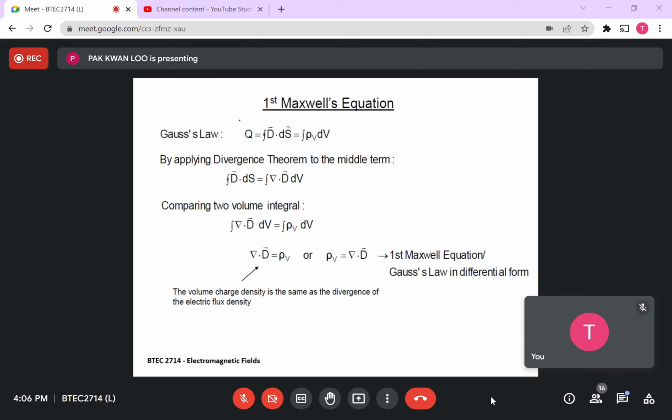And this is the Maxwell equation in integral form. So we have two forms.